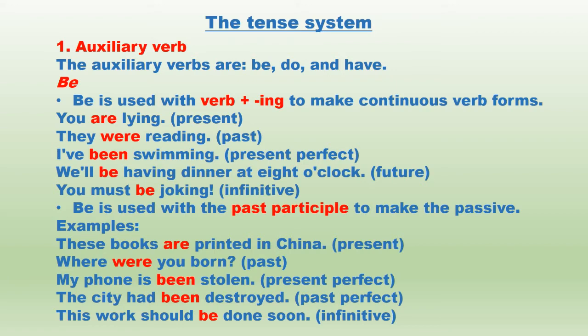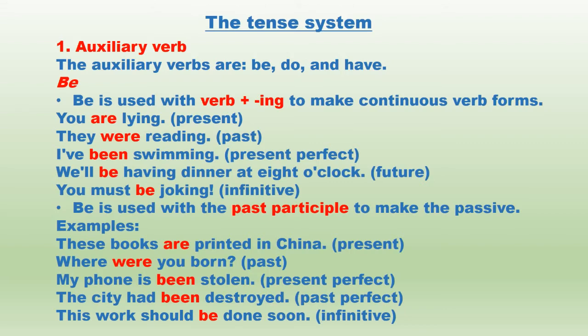We will be having dinner at 8 o'clock. This is future continuous tense. Be here is an auxiliary, not the main verb, because it's coming before having, an ing verb. You must be joking. Be here is an auxiliary verb because it's coming before joking, an ing verb.